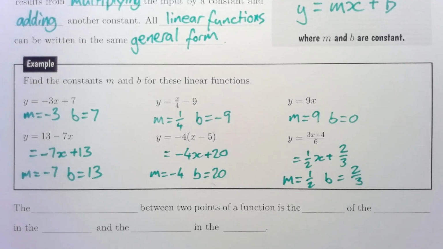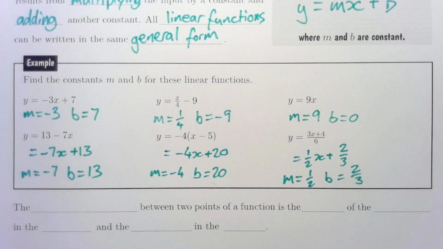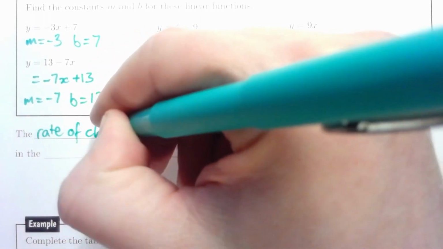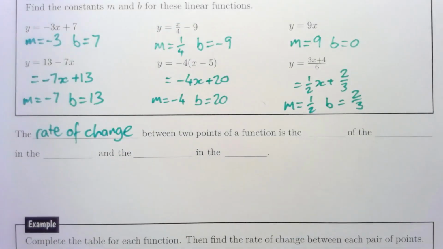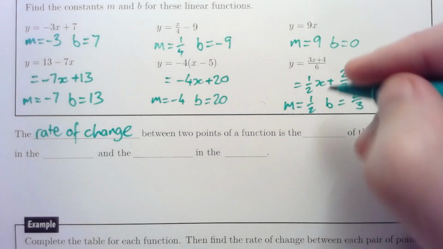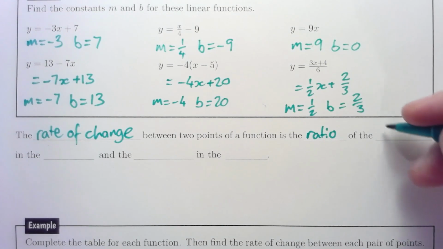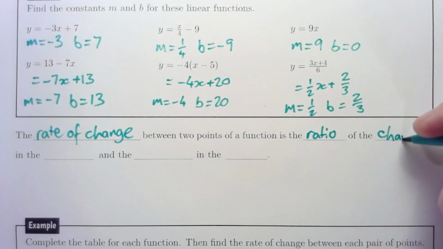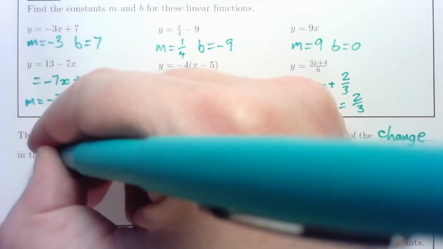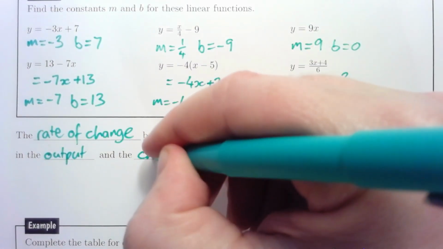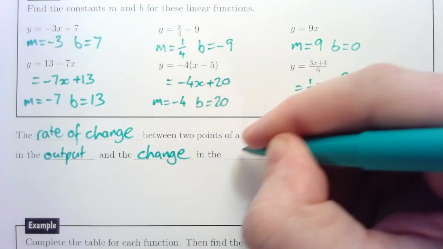Now there's a particular thing that's really important for us to understand in linear functions. They have something that we call the rate of change. So what this is, is the ratio of the change in the output and the change in the input.